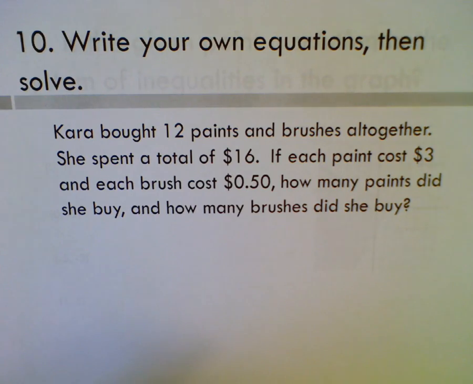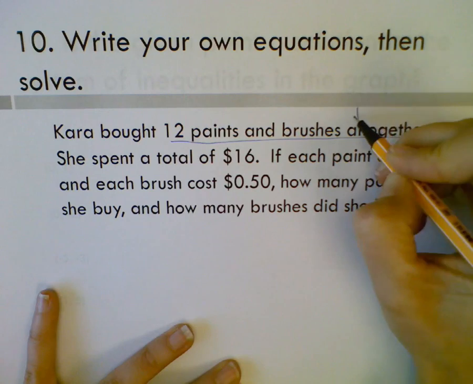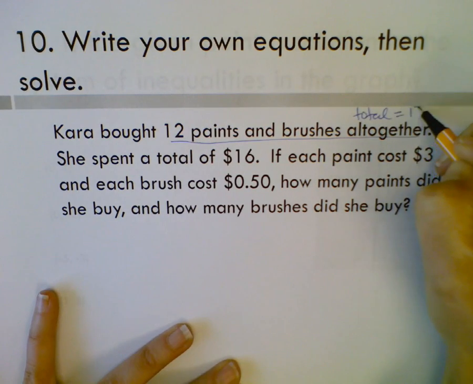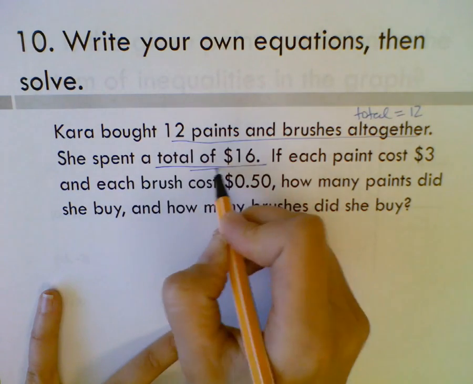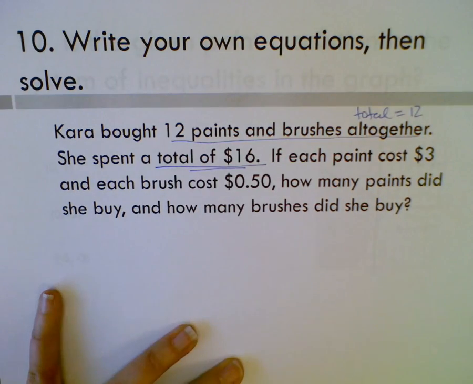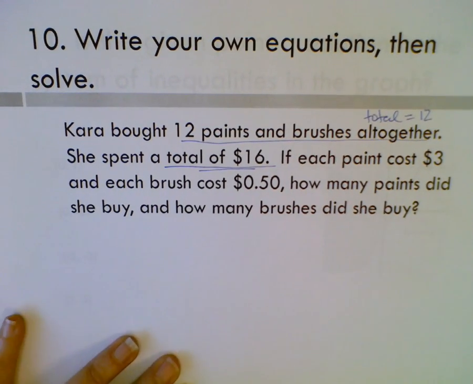Kara bought 12 paints and brushes all together. So that means we have a total, that's our total, we have a total of 12 pieces of whatever, okay? We have a total of 12. She spent a total of 16, so there's my other total, okay? So right now I'm thinking I've got two totals. If each paint costs $3 and each brush costs 50 cents, how many paints did she buy and how many brushes did she buy? So let's define our variables.